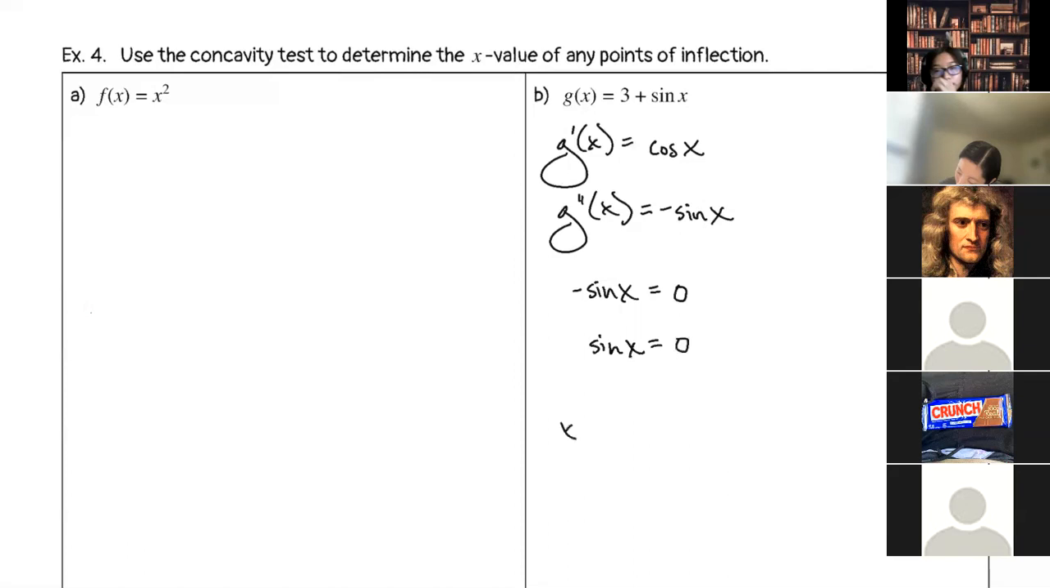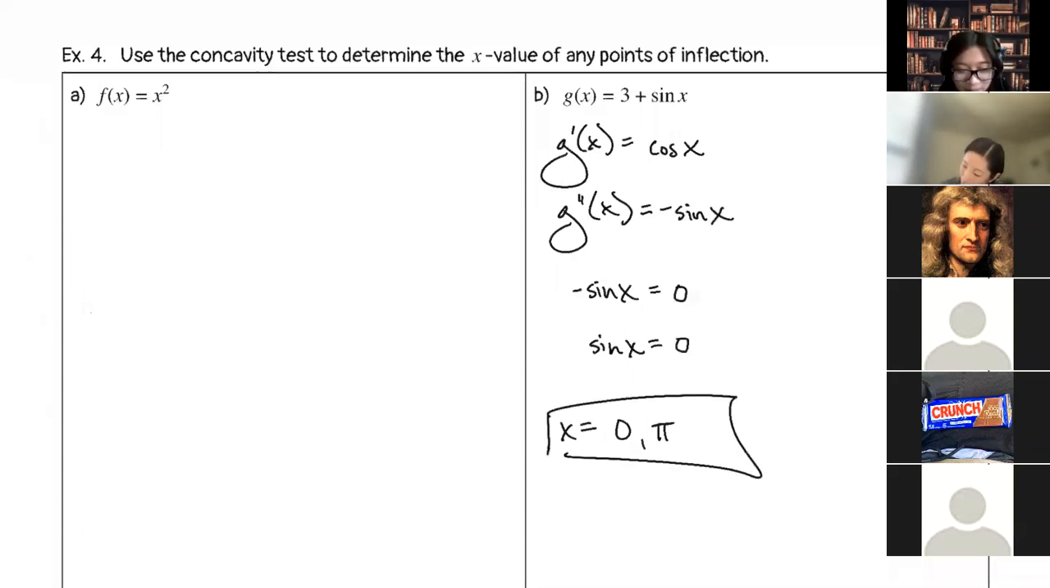And thinking about all the values that make that true, let's just go one time around the unit circle. We know that at 0 it equals 0, and at pi, sine of pi is 0. Okay, yeah. Let's add that in there, that just one time around the unit circle. Okay.